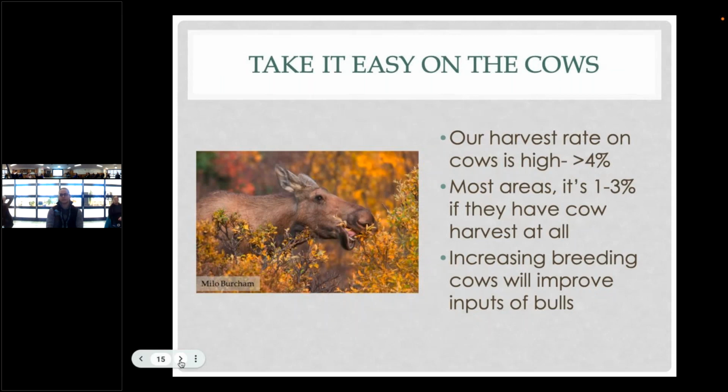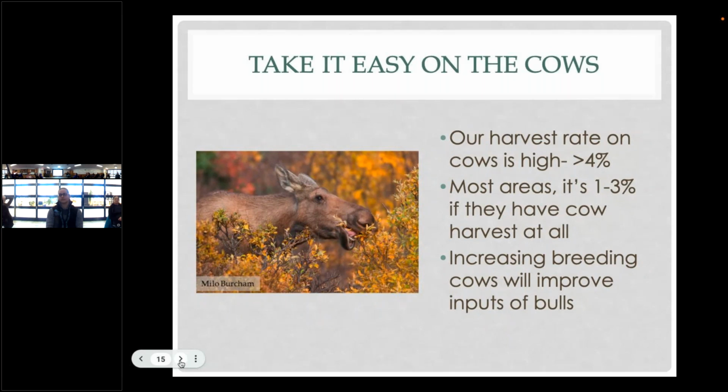It's going to be pretty easy, I think, because all we need to do is take it easy on cows. Our harvest rate on cows is greater than 4% in most years. The industry standard is 1 to 3% harvest rate on cows, and a lot of areas don't have a harvest of cows at all. Martin River, we don't harvest cows. We don't harvest cows anymore in Controller Bay. Most areas of the state don't have very much cow harvest. We harvest a lot of cows, and so all we need to do is pump the brakes on that.